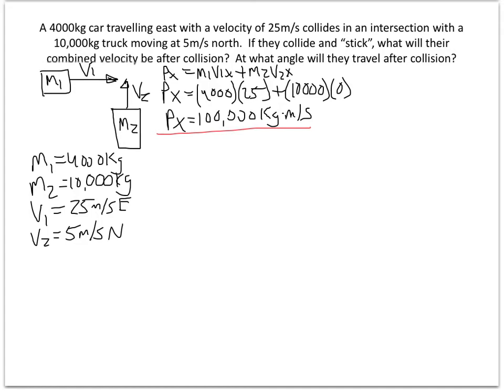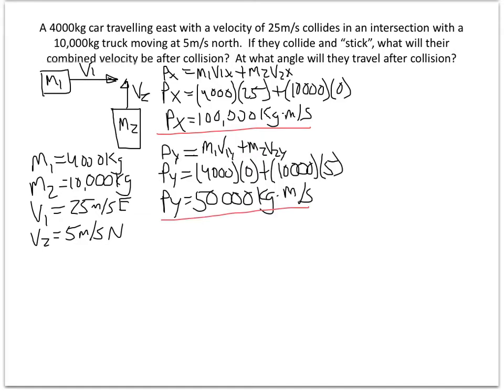So now I need to do the same thing, but for the total momentum in the y direction. And you'll notice now the car has zero velocity because the car is traveling in the horizontal direction, not in the vertical direction. And the truck has a velocity of 5 meters per second because it's traveling in the vertical direction. So we have a total x momentum of 100,000 kilogram meters per second and a total y momentum of 50,000 kilogram meters per second.